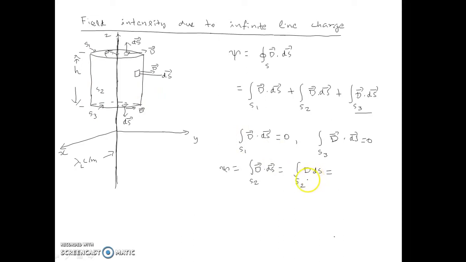Since D has the same value at all points of S2, we can rewrite this as D into the integral of ds over S2, and the surface integral over S2 is nothing but the surface area of S2, which is 2 pi rho into h. So this gives the electric flux emerging from the closed surface.